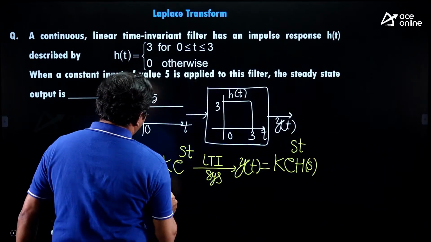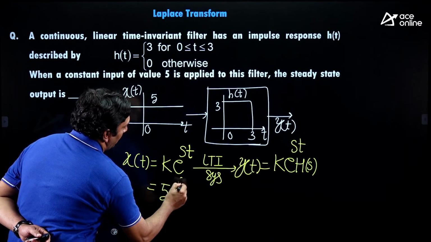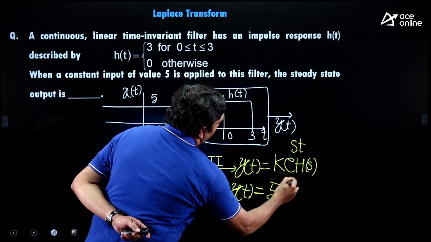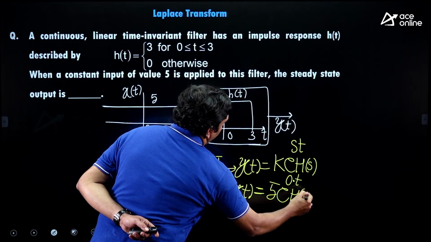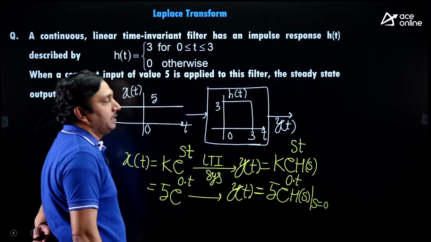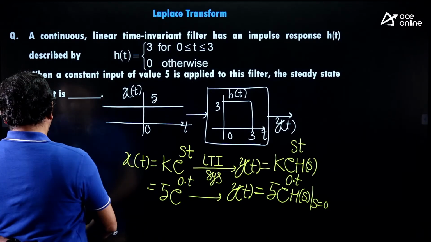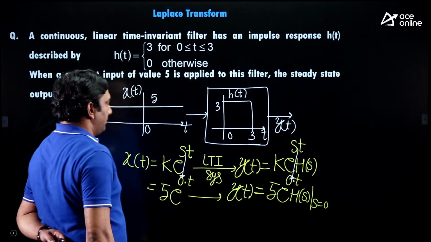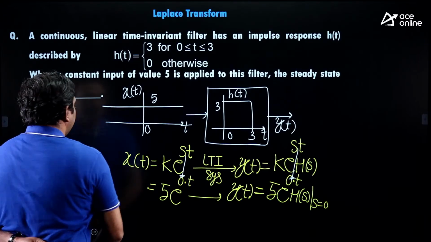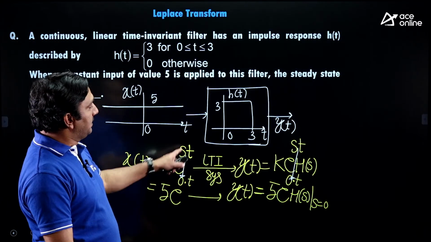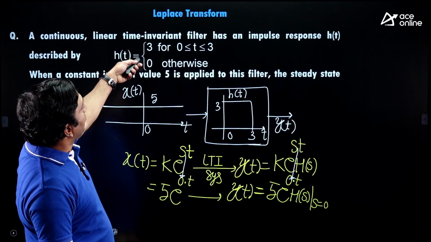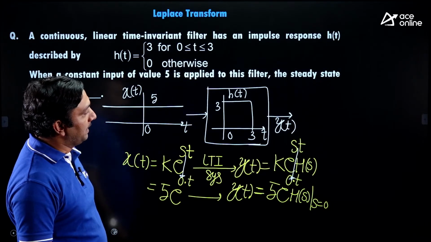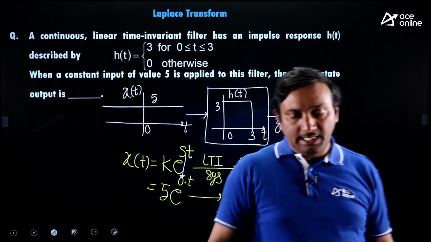So we are in a position to adjust that constant number 5 as 5 into e power 0 into t. Then what will happen to the output, sir? 5 into e power 0 into t. H of s must be observed at s equals 0. In the place of s, what is the respective value we got now? We can adjust 5 as 5 into e power 0 into t. This is the eigenfunction concept. So calculate the transfer function, Laplace of that rectangle, substitute s as 0. We are in a position to get the answer easily.